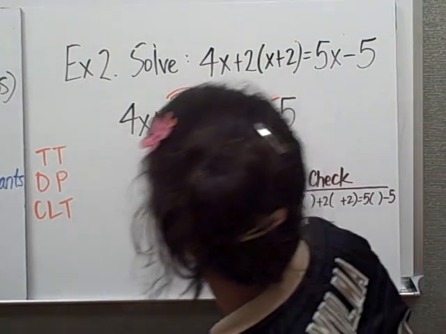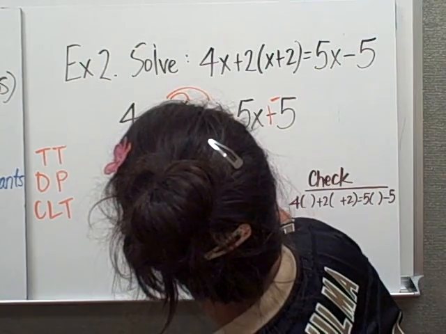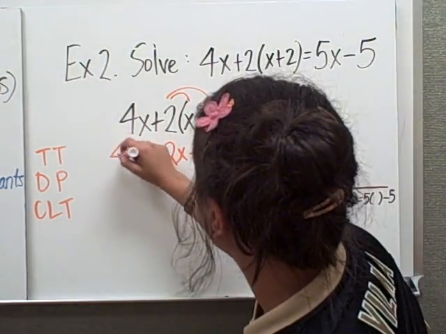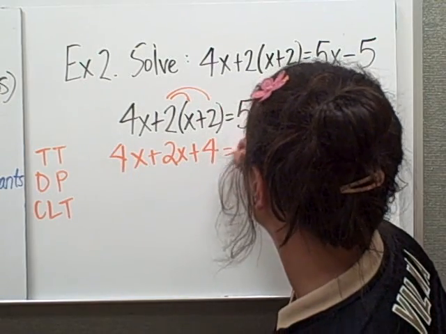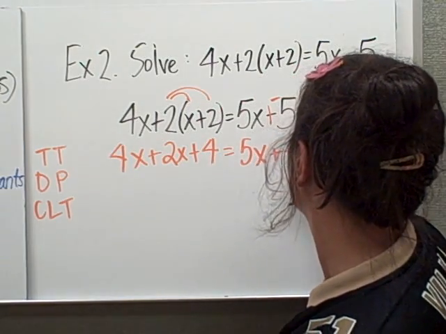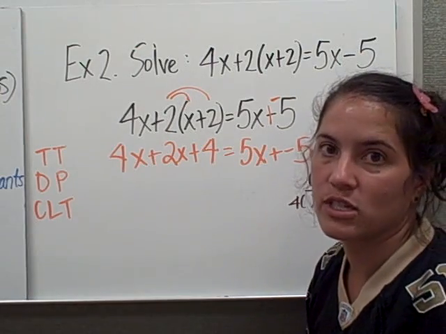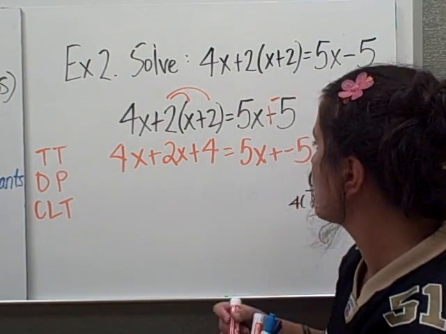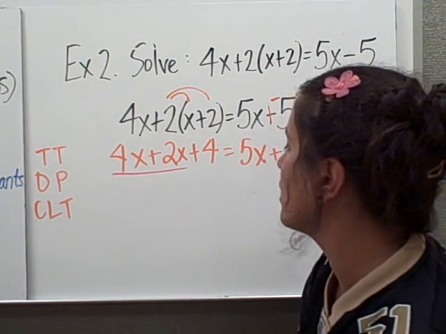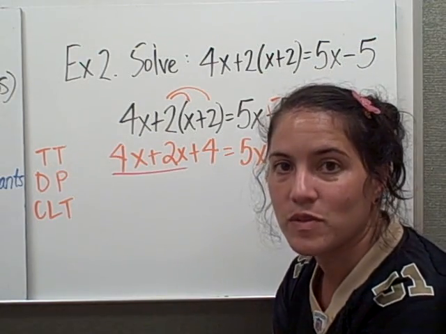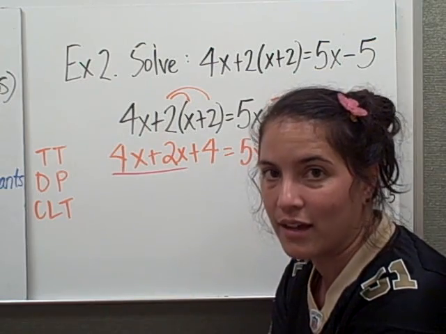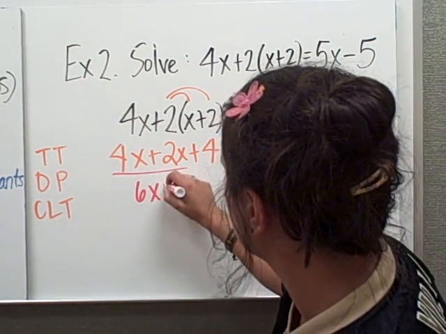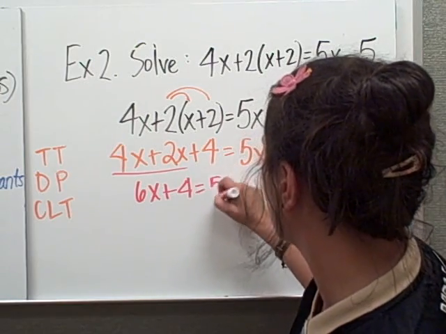So let's distribute. 2 times x is 2x. 2 times 2 is 4. And then you bring everything else down, just like you have it. Next step is to combine like terms. So I see that we can combine 4x plus 2x. Remember, combining like terms means when they're on the same side of the equal sign. 4x plus 2x is 6x. Bring everything else down.